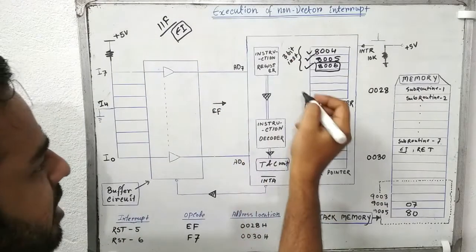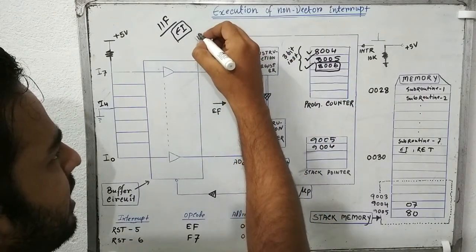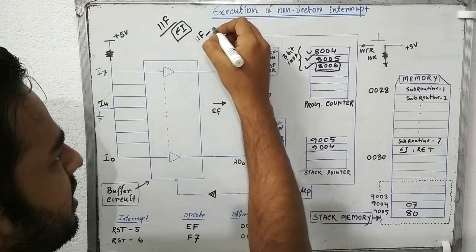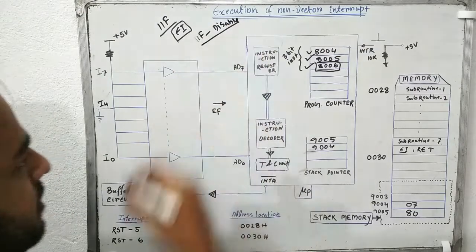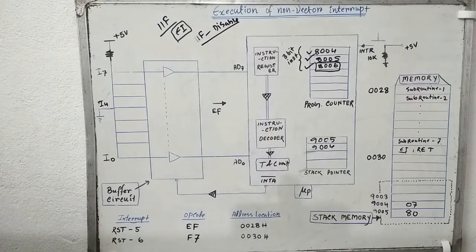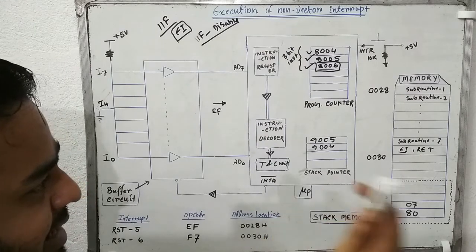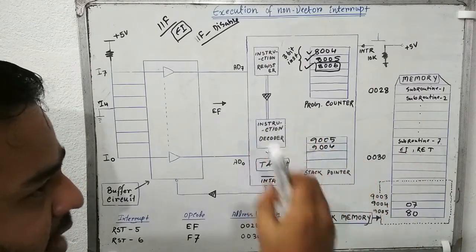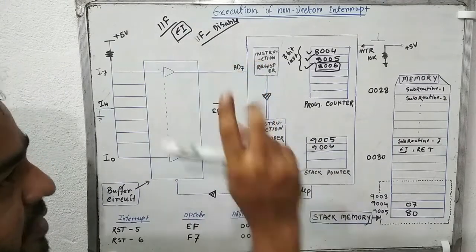Second thing, the microprocessor will disable the IIF. Now IIF, the internal interrupt flip-flop, is disabled, so the microprocessor will not allow any kind of interrupt request at that time. That's why it will disable the IIF. This is the second thing.